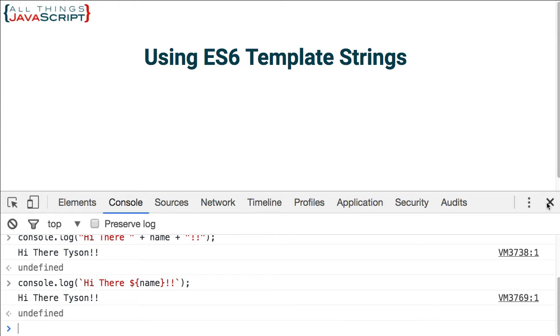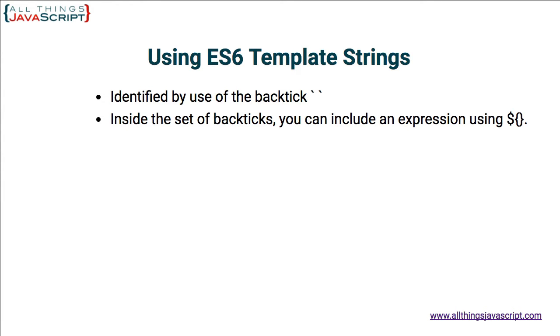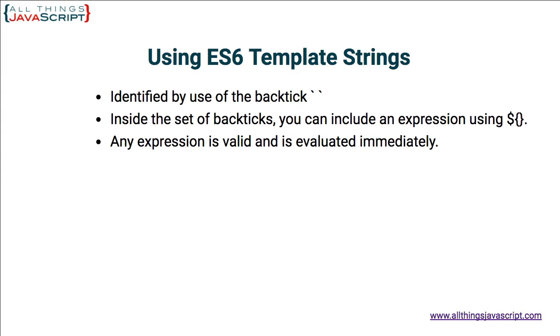Now I'm going to do a couple additional examples, but before I do that, let's just summarize some of these concepts associated with template strings. First, it's identified by the use of the backtick. Now remember, I mentioned that that is the character directly underneath the tilde character, which is usually in the upper left-hand corner of the keyboard. Inside of that set of backticks, you can include an expression. And you do that using the dollar sign and then the curly braces. Now that expression will evaluate immediately, and any expression is valid. So it's kind of like putting an expression inside of parentheses, forcing it to evaluate before you continue on with other parts. So those are the main concepts with the ES6 template string.